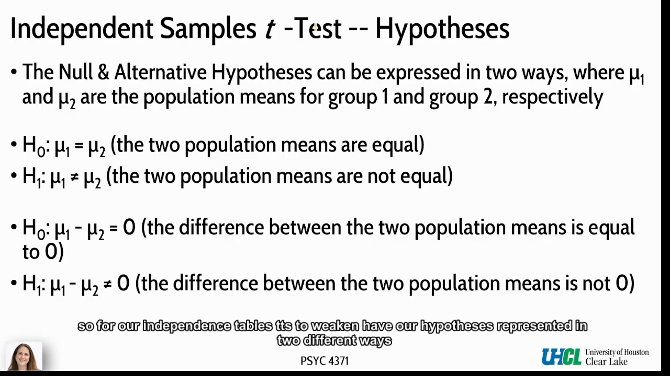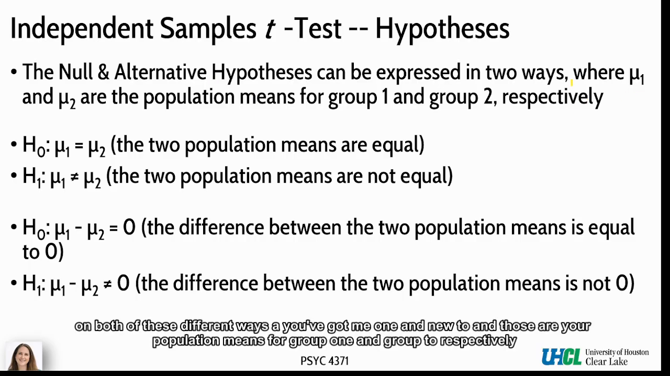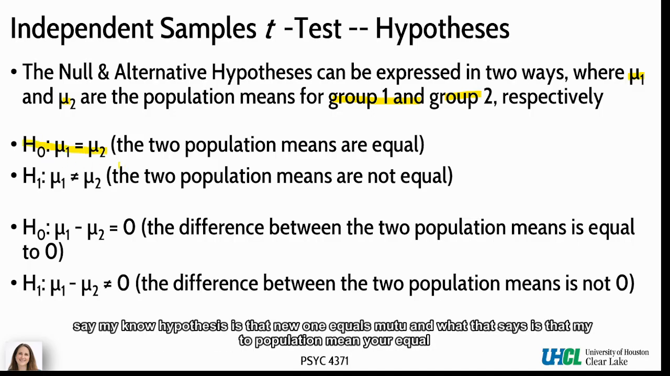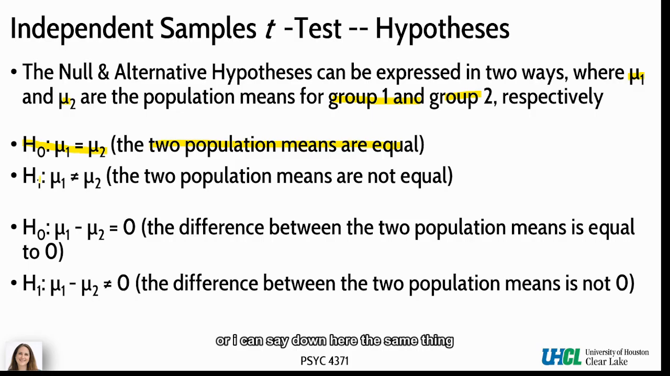So for our independent samples t-test, we can have our hypotheses represented in two different ways. Both of these ways have mu1 and mu2, which are your population means for group 1 and group 2 respectively. I can say my null hypothesis is that mu1 equals mu2, and what that says is that my two population means are equal.